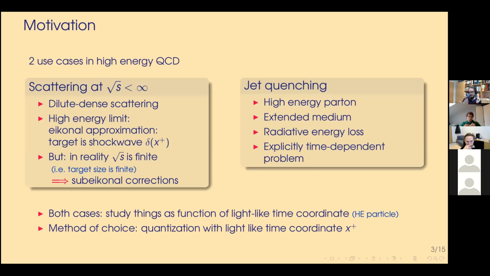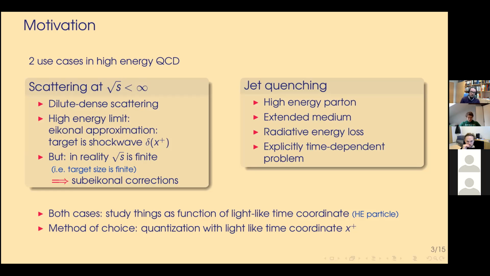If your probe is going at high energy, you can boost to a frame where the target is moving fast, and then the target is Lorentz contracted so that it's infinitesimally thin. And since physics is boost invariant, you can always decide to go to such a frame. So you often do calculations with a target that is a thin delta function in the longitudinal direction that you're going.